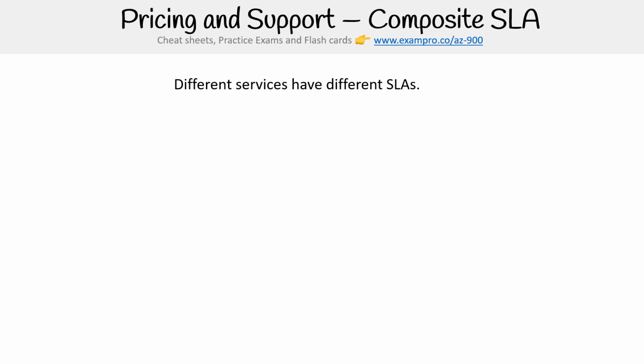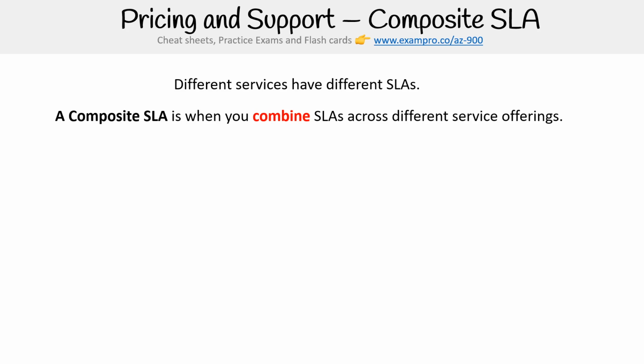So we had said earlier that different services have different SLAs. And the problem with that is that when you have different services with different SLAs, it's kind of hard to understand what the actual guarantee is when you use them in combination. So composite SLAs is just a way of understanding what the actual SLA guarantee underneath is for the performance target.